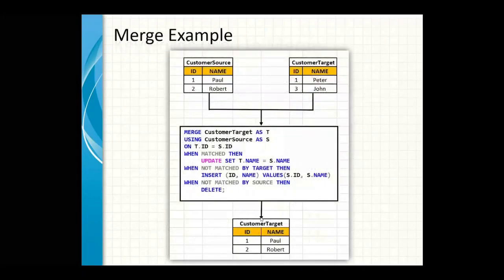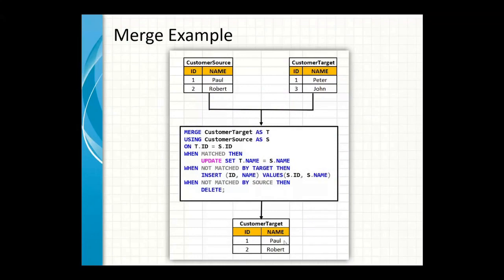So the final result that we want is that the customer target table is updated with 1 Paul, because that was the value in the source table. 2 Robert, which was not present in the target table but now is present, we inserted that record from the source table. And 3 John, which was only present in the target table, we finally deleted and got rid of. So now we can see our customer target table is exactly in sync with the customer source table.